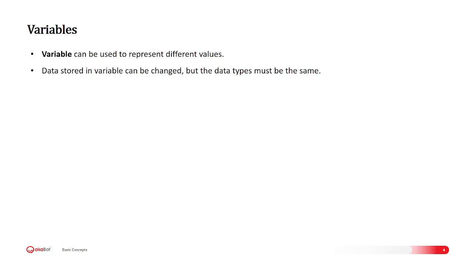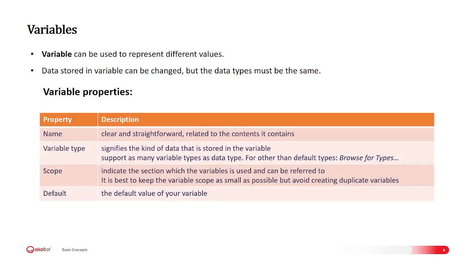Variables have four main properties. First one is name. This is the variable identity. It should be clear and straightforward, related to the content it contains. Next is variable type, which defines the kind of data the variable can hold, like text, number, date, or array. For other types, you can explore additional options using Browse for Types.